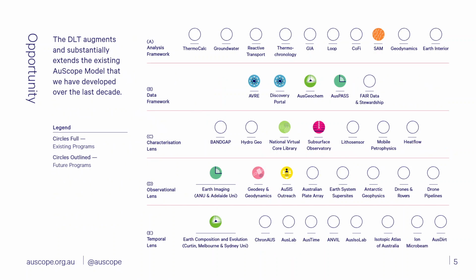This slide shows you where AVRE sits in the context of AuScope's programs. It is part of the data framework that assists with finding, sharing, and processing data. The AuScope 5-year investment plan and the presentations during this conference give you more details about the downward-looking telescope. In this slide, existing AuScope programs are shown as filled circles. The open circles represent future programs.